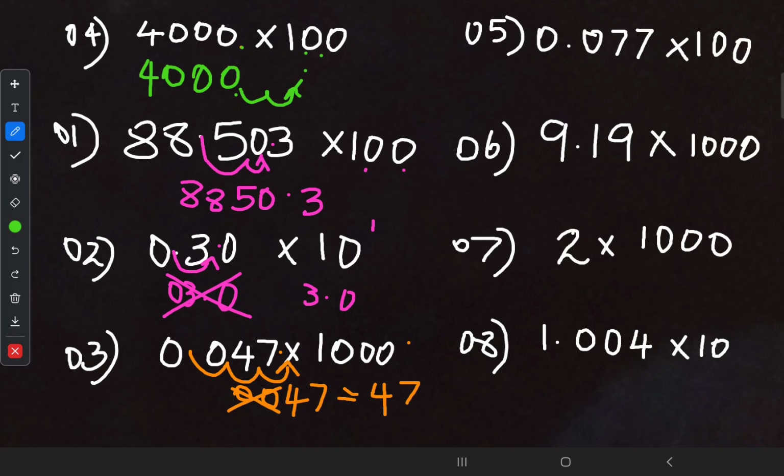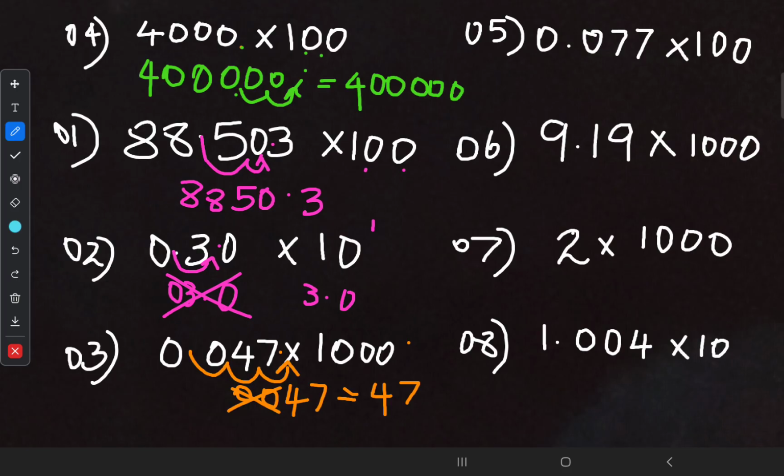In these spaces, there are no numbers. We can't leave them as spaces. You have to substitute some zeros in these spaces. So your answer should be 400,000. 4 with 5 zeros.